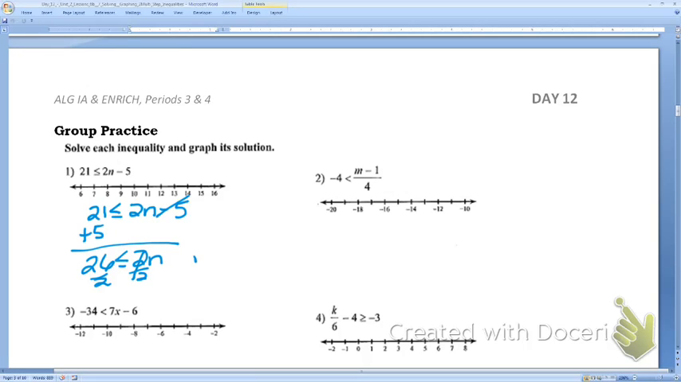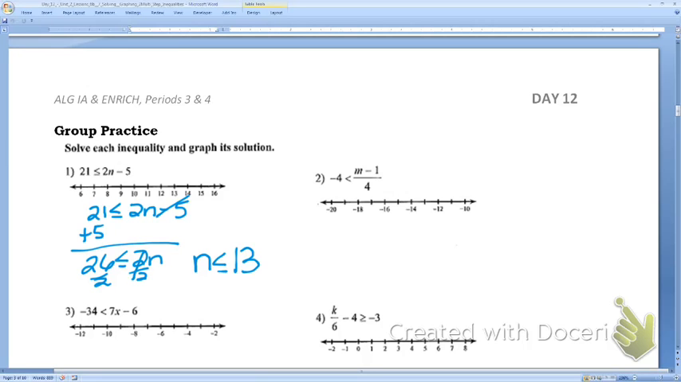Therefore, I'm going to do something that I see students do all the time, so I don't want you to make the same mistake. So I'm going to go ahead and show you the mistake that I'm going to make. I'm going to write n less than or equal to 13. What's wrong with that answer? Why is that not the correct answer?